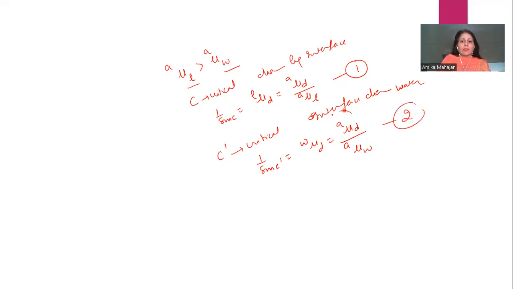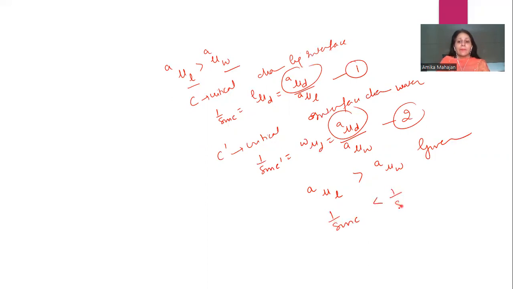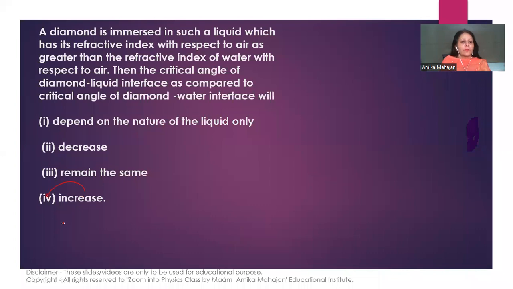What I find from these two equations is this numerator is the same. And we know for the denominator, the refractive index of liquid with respect to air is greater than the refractive index of water with respect to air. It is already given to me. If the denominator is more, the answer will be less. So 1 by sine C will be less than 1 by sine C dash. That means sine C will be greater than sine C dash when I take the reciprocal. So C will be greater than C dash. That means in this liquid and diamond interface, the critical angle is greater. So when I move to the water and diamond interface, the critical angle will increase. So which option will be the correct one? The fourth option will be the correct one.